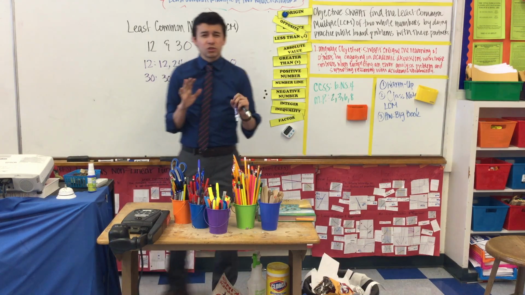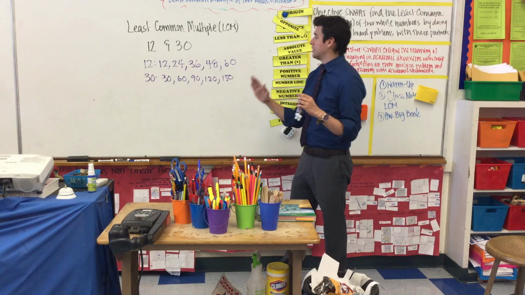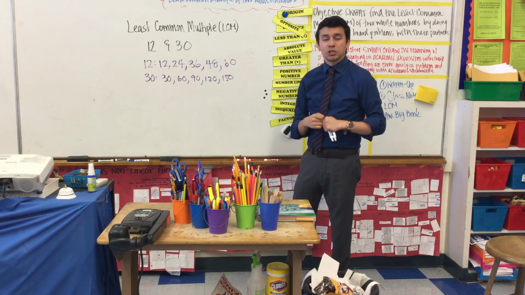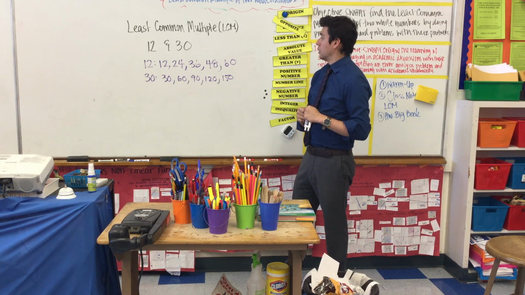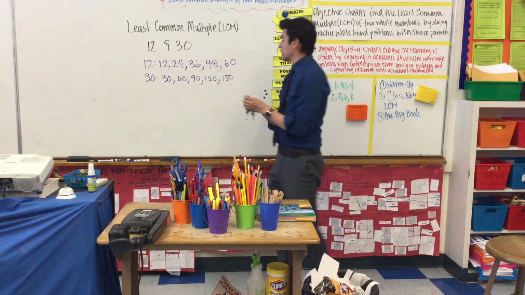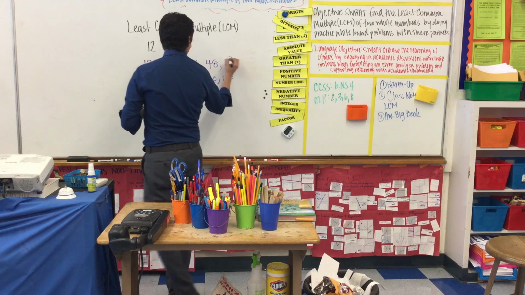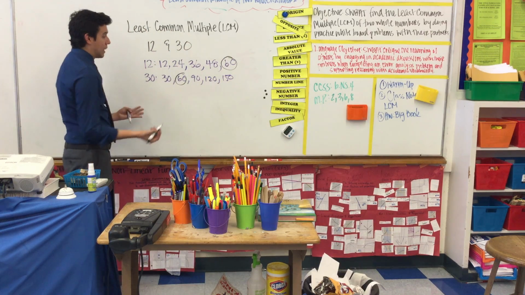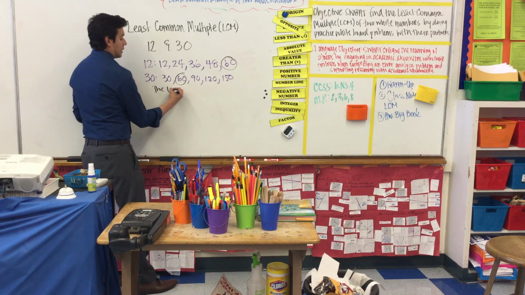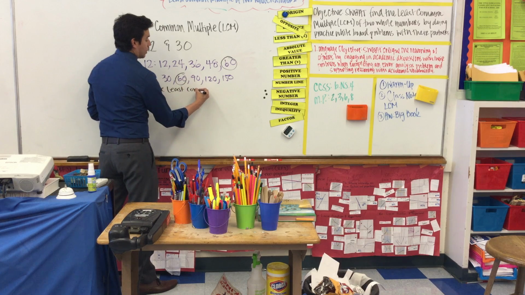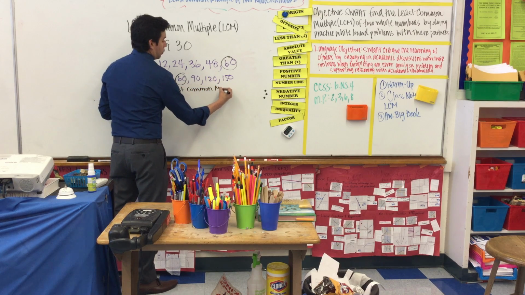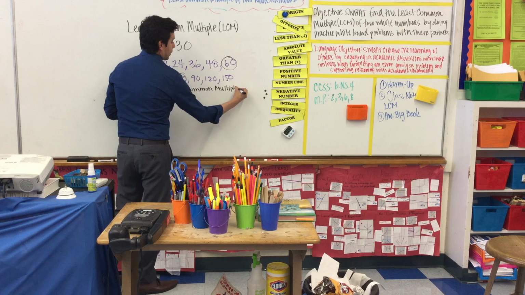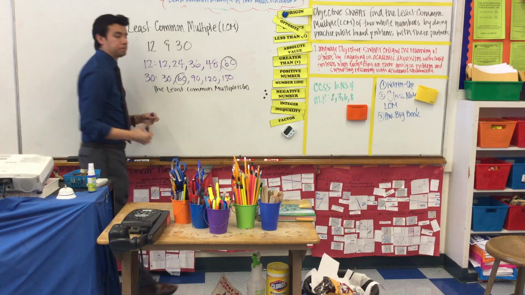Now you stop and check. Do they share anything in common? It has to be the smallest one. Well, in this case, they share a 60. So that means that the least common multiple is 60, and you're done. You write in a sentence: the least common multiple is 60.